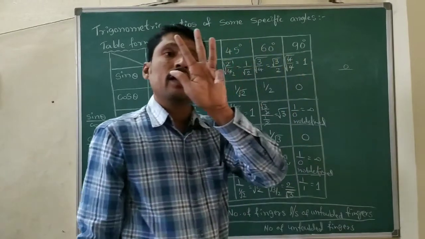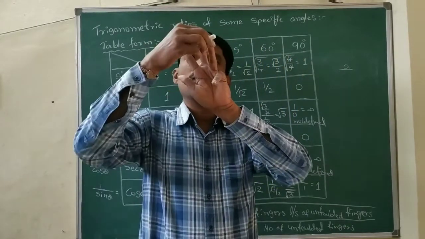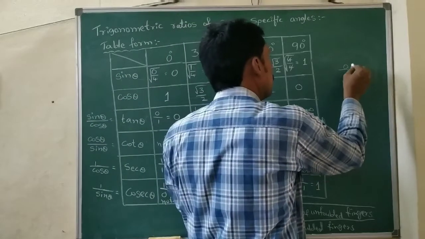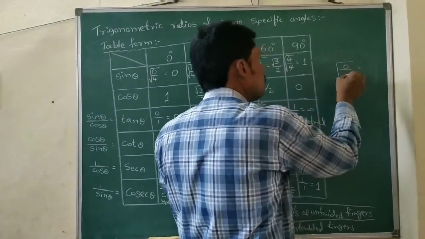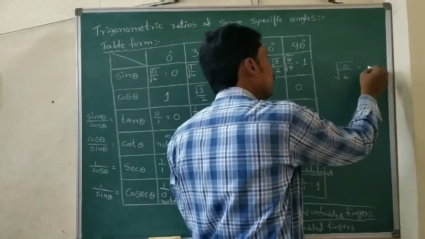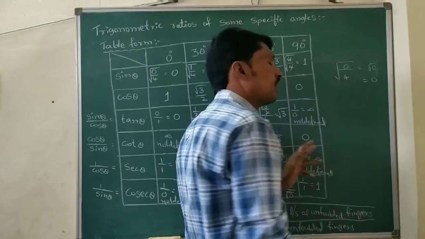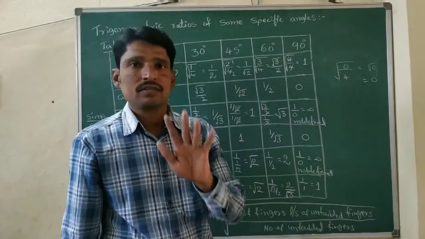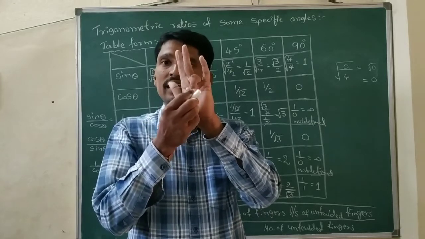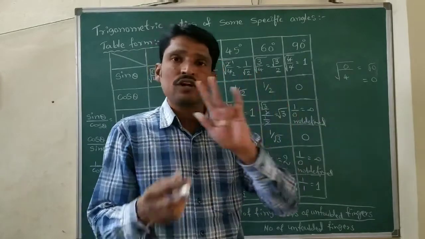By how many unfolded fingers are there? 1, 2, 3, 4. By 4, under root. So 0 by 4. 0 by 4 value is 0. Root 0 value is 0. Okay. Then next, this is the 30 degrees. This first one, 0 degrees, is completed.